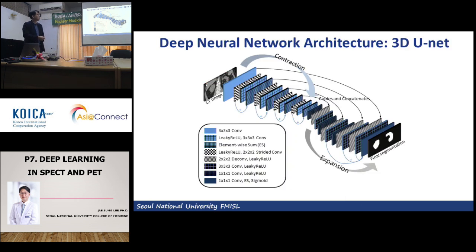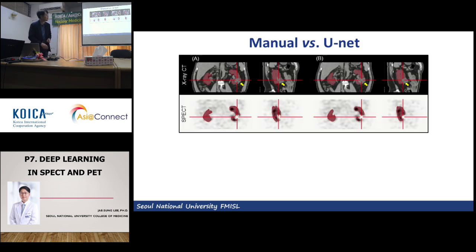So you can see here the model of the deep learning network that we have used. We used a 3D U-Net, the U-shaped network, in which the 3D CT data was given as input to the network, and finally the outcome of this network was the 3D volume of interest. So let me show some of the results. That was a comparison between the manual segmentation and the deep learning algorithm.